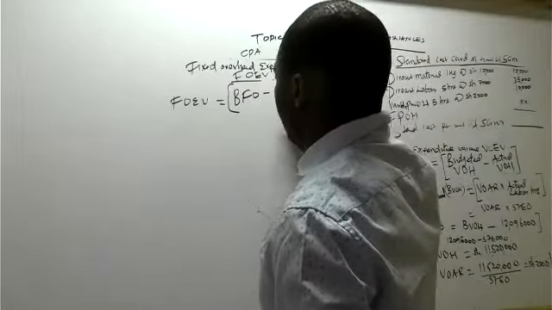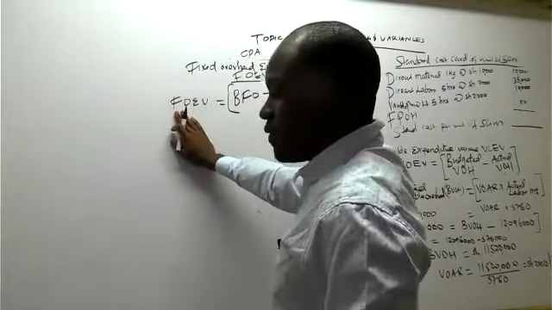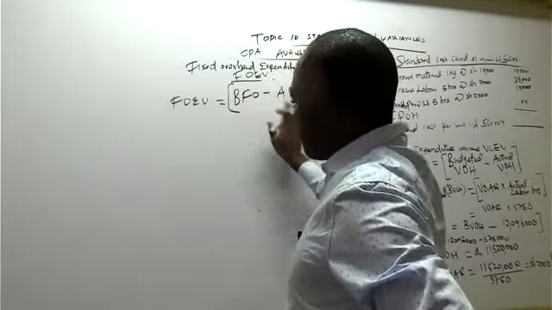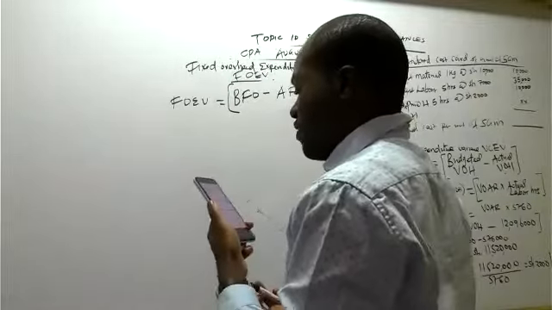Do we have actual fixed overhead within the question? Do we have fixed overhead expenditure variance? Do we have budgeted fixed overhead? Do we have any of these items here? If yes, let's look at the question and see what we have been given.